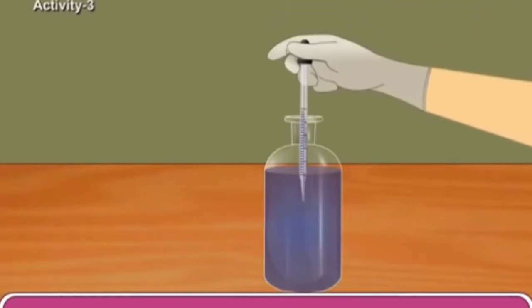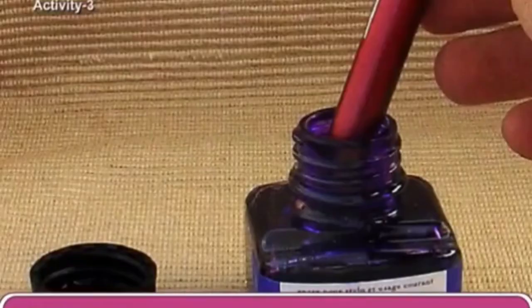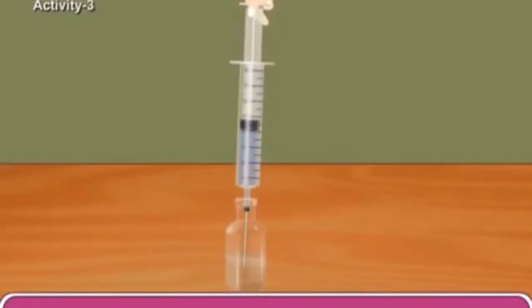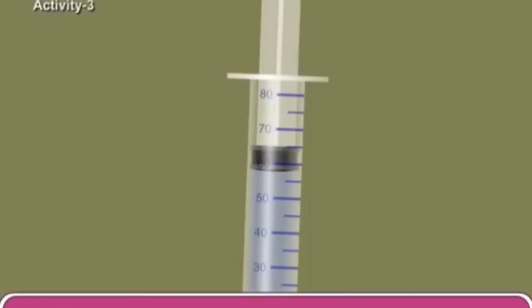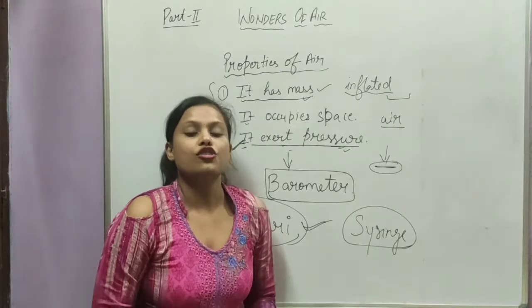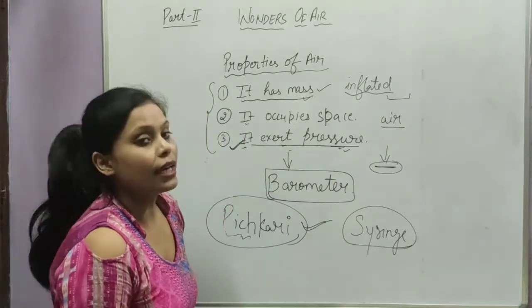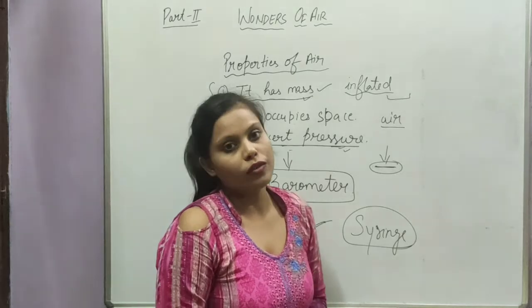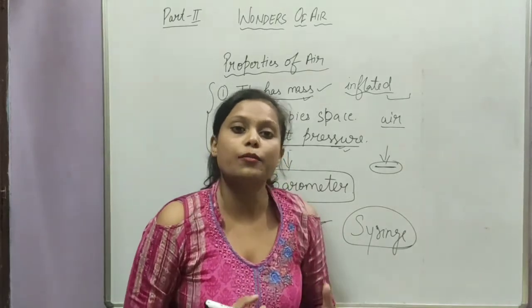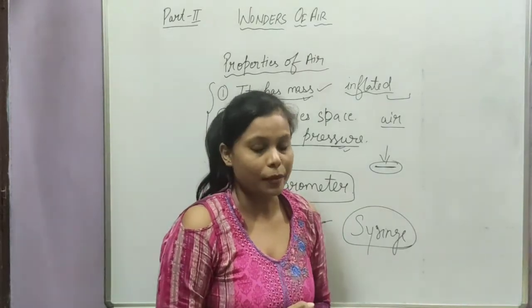Air pressure is used in droppers like an eye dropper. It is used to fill ink in a fountain pen. Syringe and pichkari are also based on air pressure. So this was all about air and its properties. In the next part of this video, we will study how air gets polluted and how we can keep it clean.